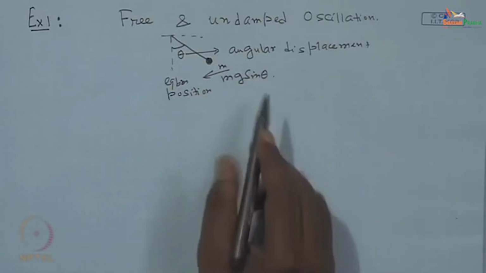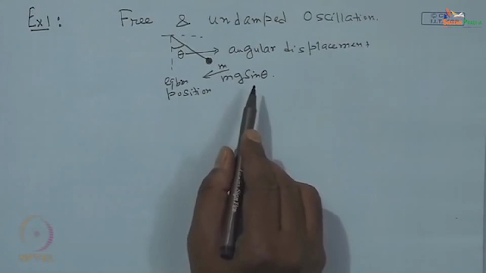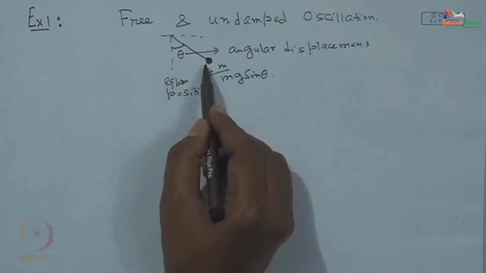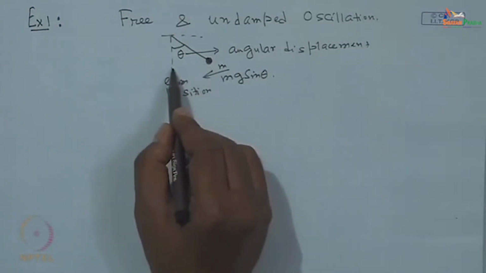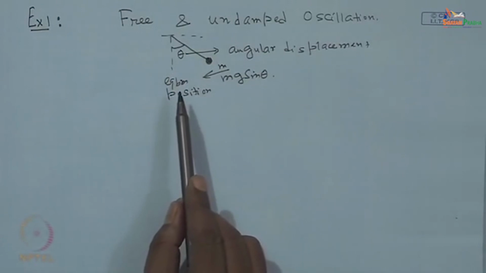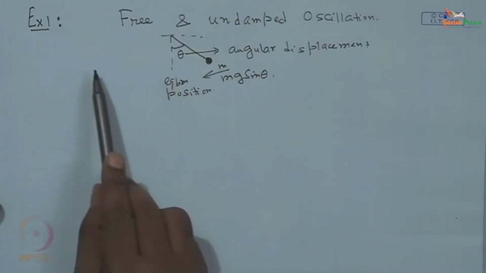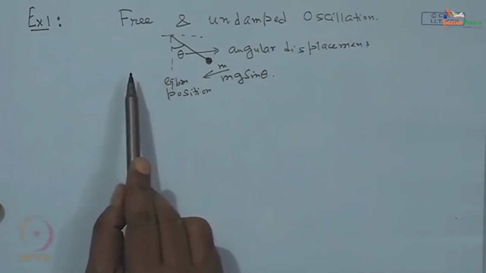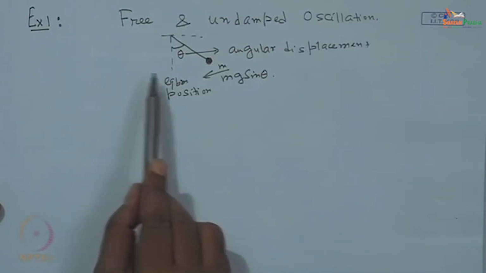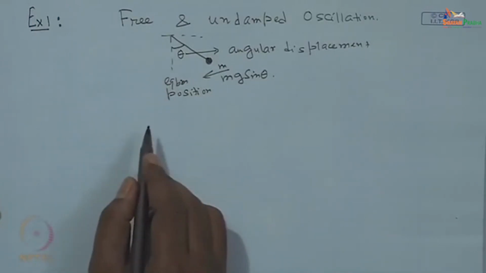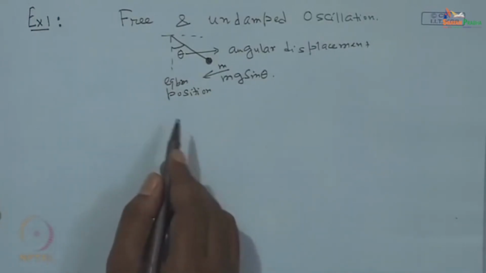Because of the presence of this mg sin theta restoring force, the pendulum will move towards the equilibrium position, but it cannot stop there because of inertia of motion. It moves to the other side, and again it is acted upon by the restoring force in the opposite direction towards the equilibrium position. It comes back and starts oscillating. Now, let us look into the stability of this system.